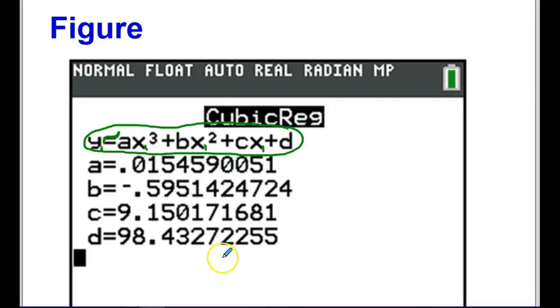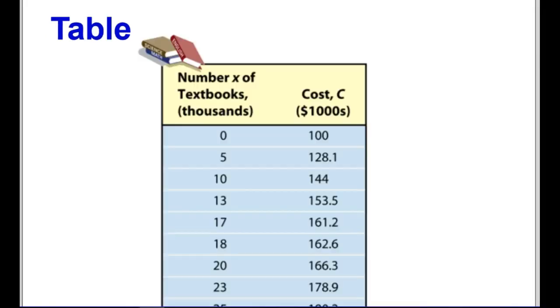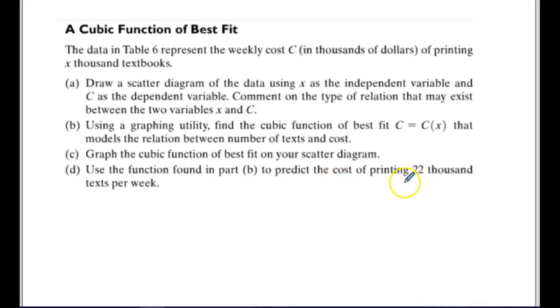And then from there, we can use the function that we're given. And here we're given our A, B, C, and D, right? We can use that to then write our actual function out and figure out when x equals 22,000 texts per week, then we can figure out the cost. So we can use that function that we came up with in Desmos to help us get there.